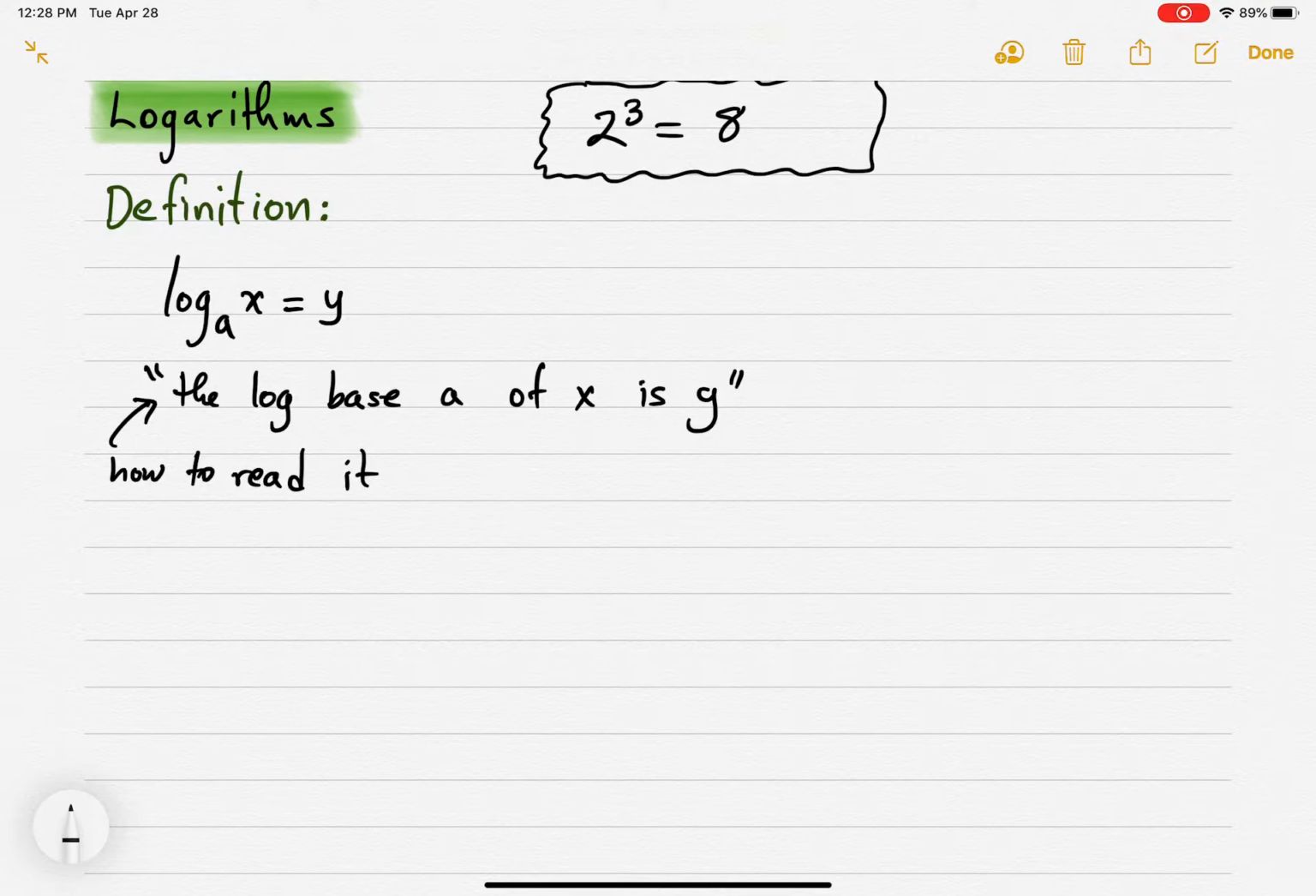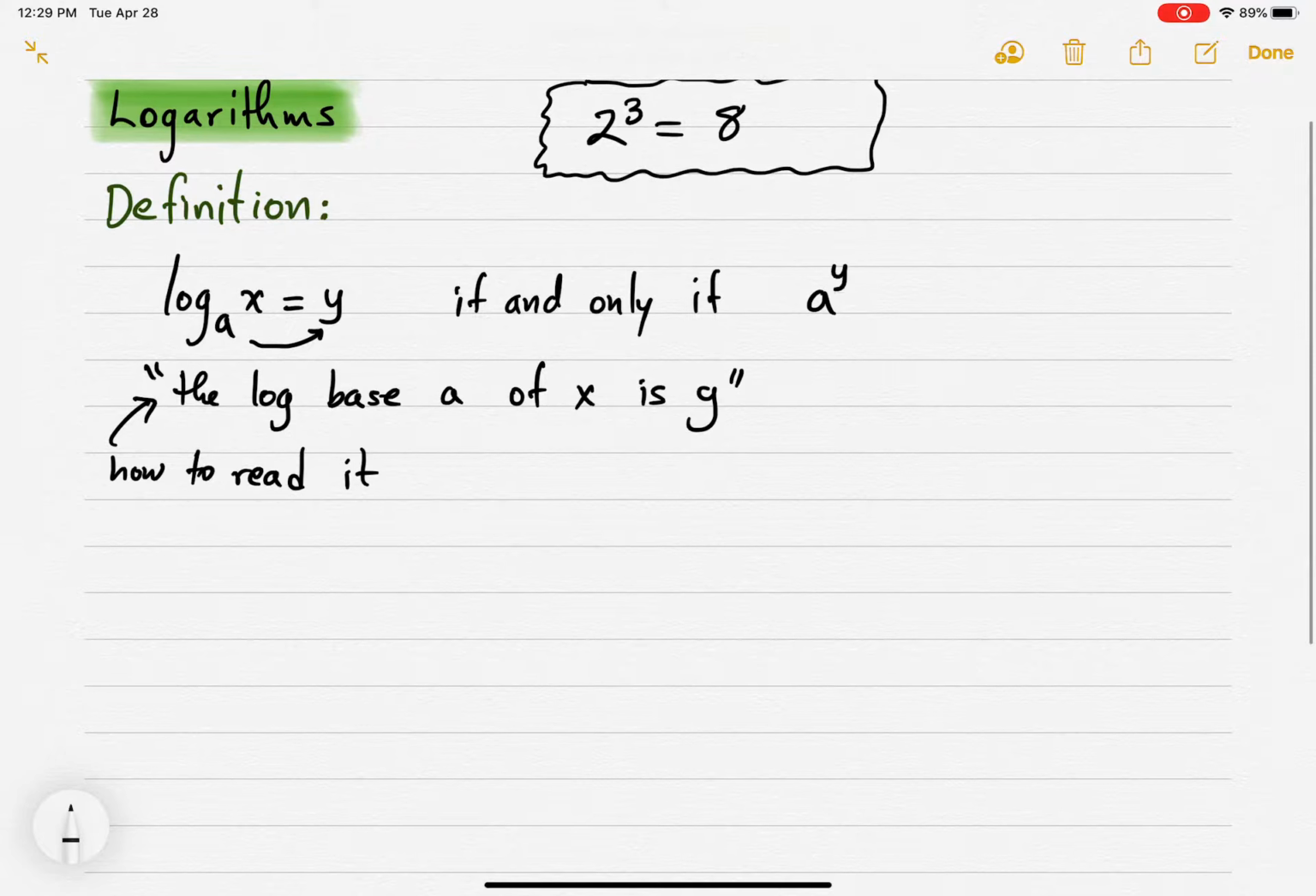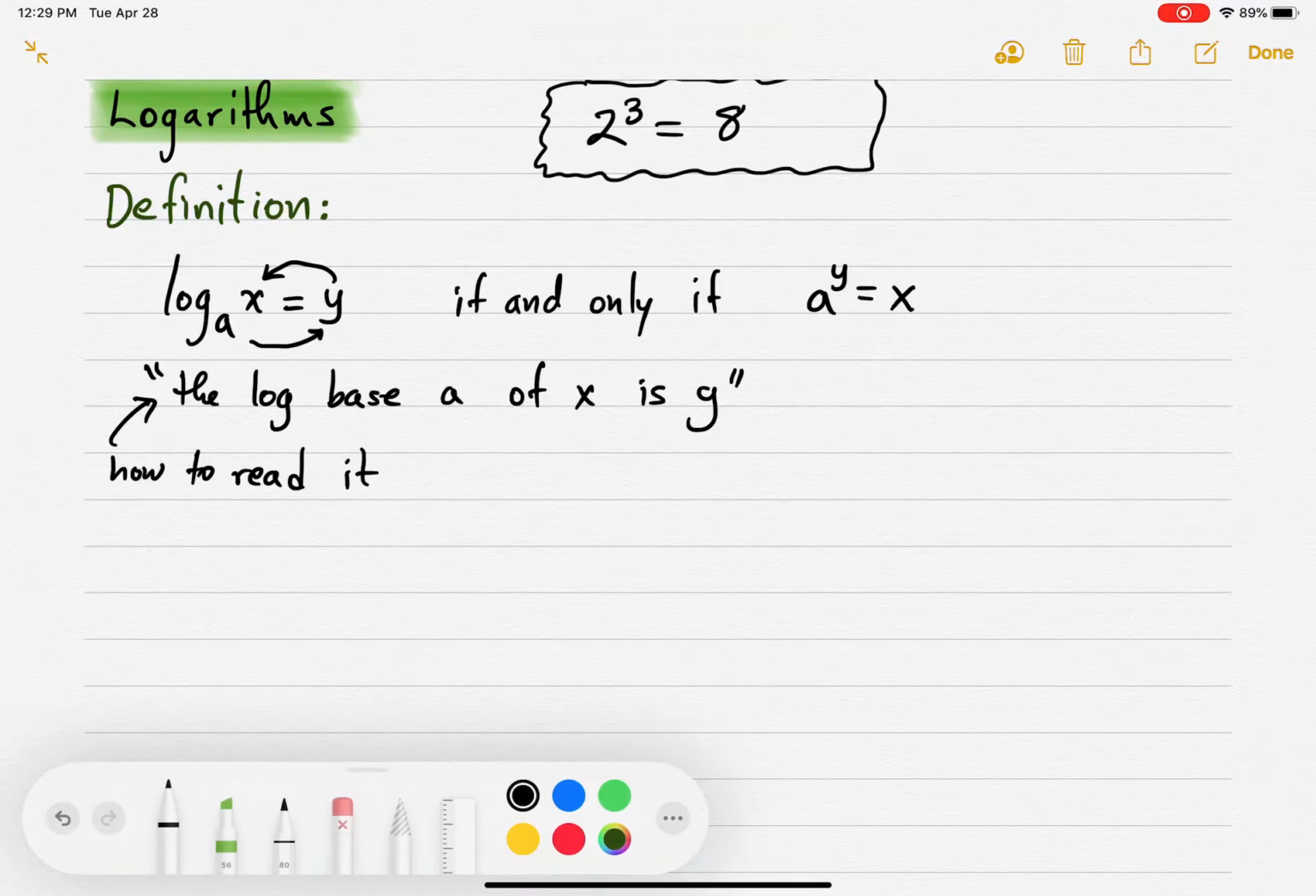But the definition goes as follows. This equation here, the log base a of x is y, is true if and only if a to the power of y is equal to x. Okay, so definition: log base a of x is equal to y if and only if a to the power of y is equal to x.